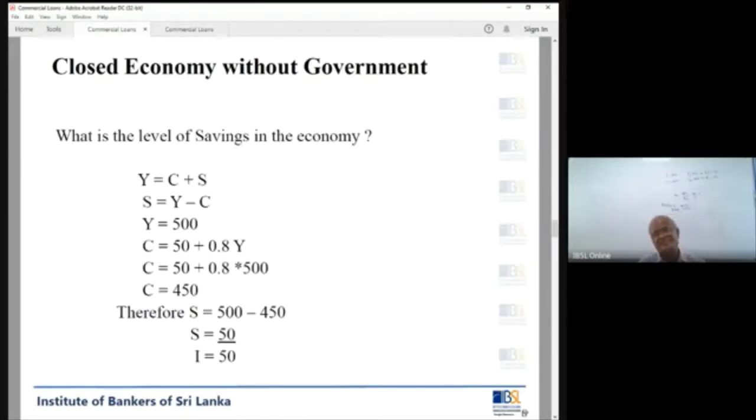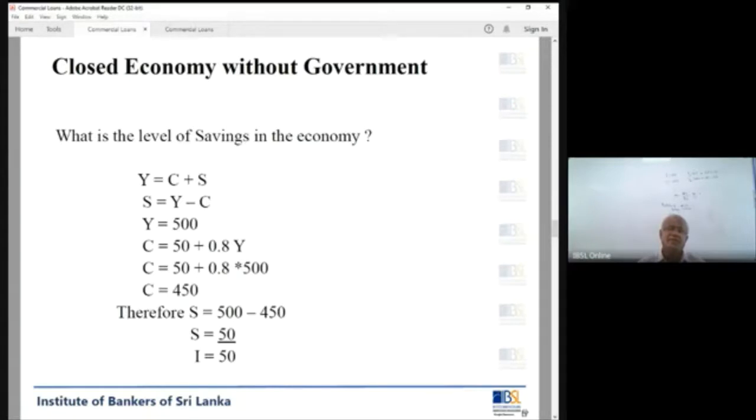Now the savings. I calculated that, no? Initially, in the first model, the investment was 50, no? Investment 50, then national income was 500. At that 500 level, I calculated consumption as 50 plus 0.8 times 500, which is 450. Then what will happen?